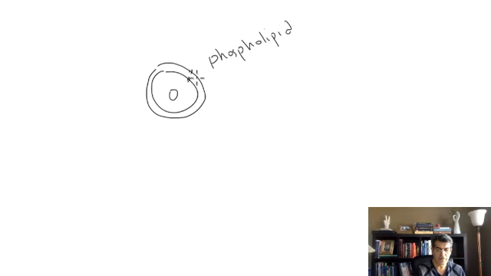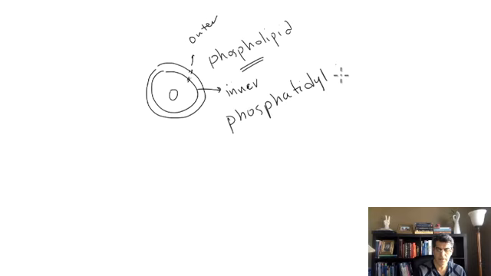So we have inner membrane and we have outer membrane. These two are both phospholipid. The type of phospholipid that you have in the outer layer is different than the one that you have in the inner layer. One type of phospholipid that you have in the inner layer is called phosphatidylserine. Phosphatidylserine is a phospholipid and is found inside the inner membrane.